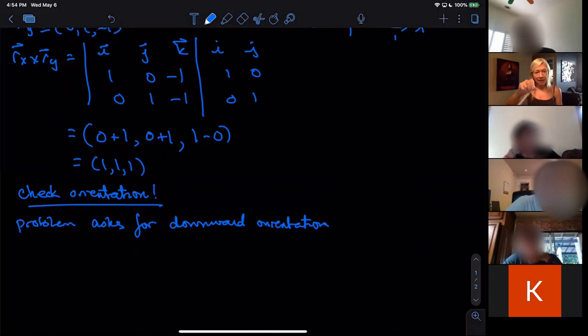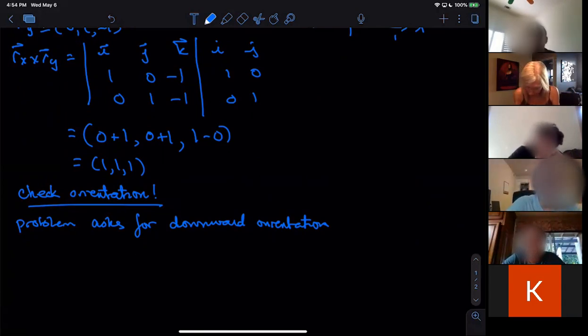What is it about downward pointing things? If I look at a vector, what am I going to look at to see whether it's downward? The z value is negative. Yeah, that's right. So downward orientation, in other words, negative z value.